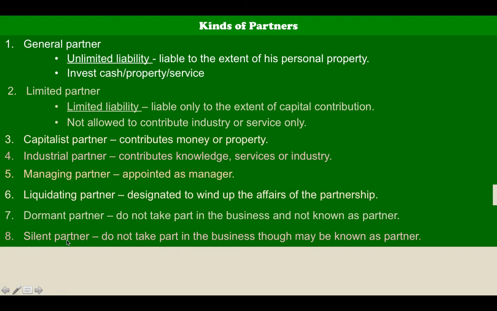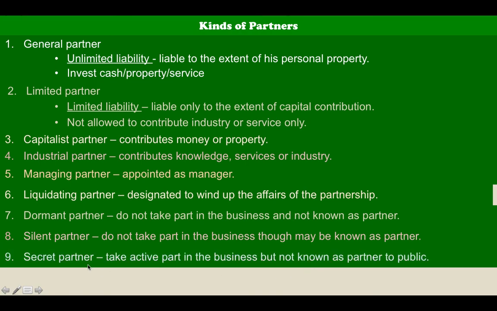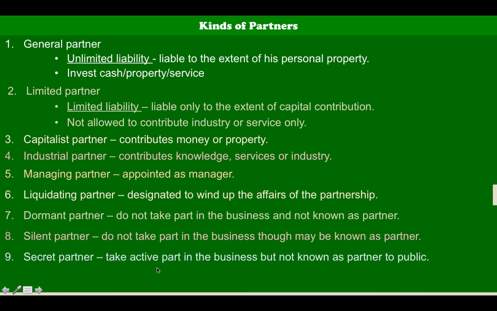Silent partner does not take part in the business though may be known as a partner. Dormant partner, not known as a partner, not directly engaged in the business. Silent partner, not engaged in the business, but known as a partner. Secret partner, takes an active part in the business but is not known as a partner to the public. He is taking an active part, but he is not known to be a partner. Okay, so that's secret partner.